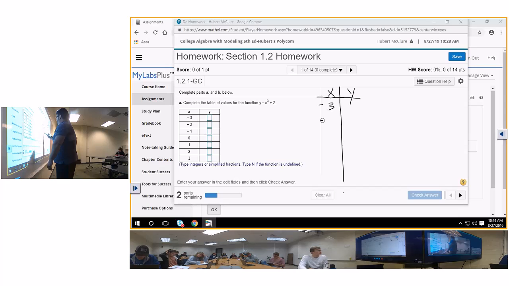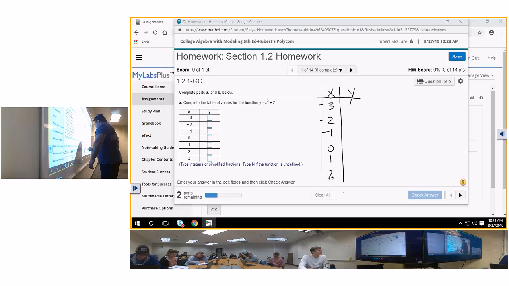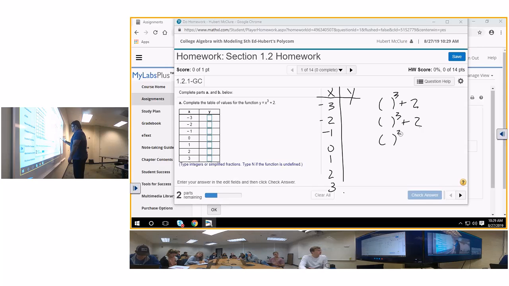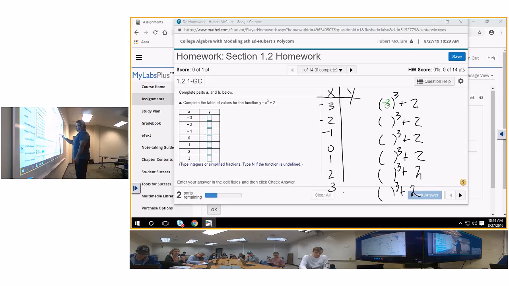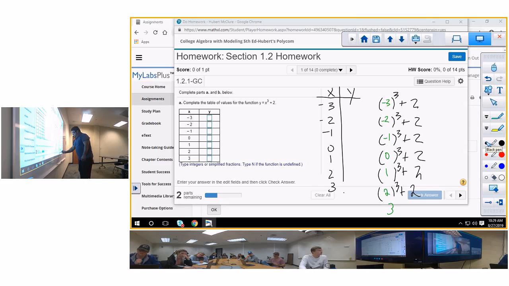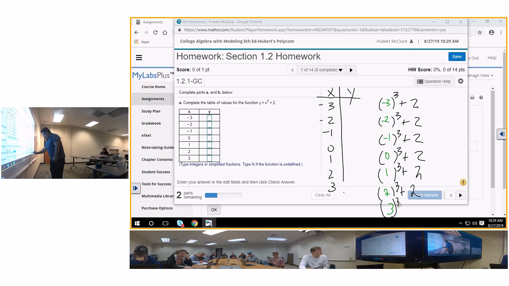-3, -2, -1, 0, 1, 2, 3. Plug and chug. Parentheses cubed plus 2. Parentheses cubed plus 2. Parentheses cubed plus 2. Parentheses cubed plus 2. Parentheses cubed plus 2. And we're going to take a handy dandy table. -3, -2, -1, 0, 1, 2, and 3. I'm doing this animation for y'all. Plus 2.